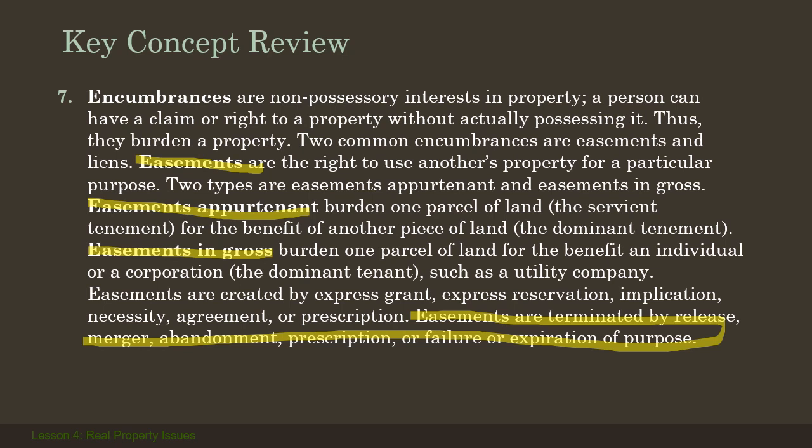And then if there's other purposes that the easement was set up for. Let's say that the easement that you went across my property was to go to the lake, and then the lake dried up and they built houses on there. So if the purpose of the easement no longer exists, that would also terminate the easement.